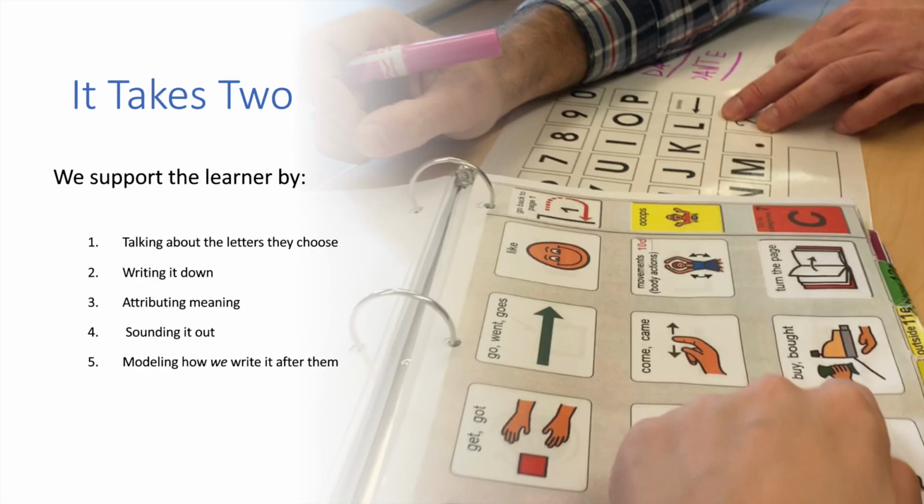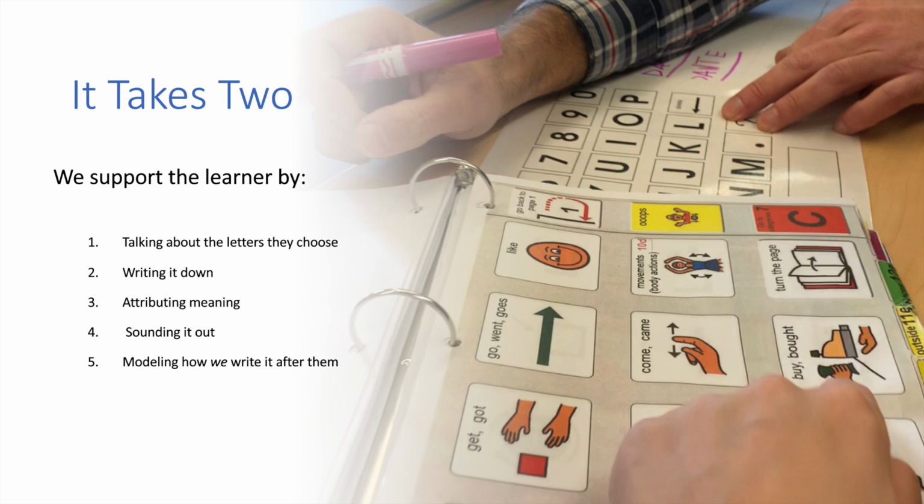When we are getting started writing with an alternative pencil, we have to think about who is involved. It takes two. So we, the adult who is supporting this learner, are an important part of this. So we are going to be right there with them, talking about the letters that they choose from their alternative pencil, and we're going to be writing them down and attributing meaning to the letters they choose.